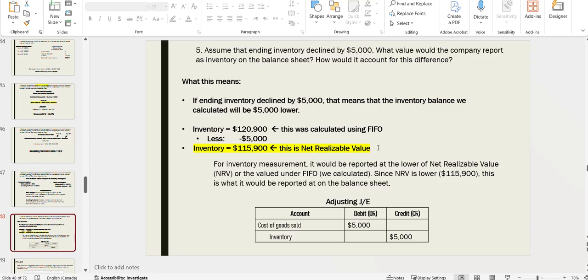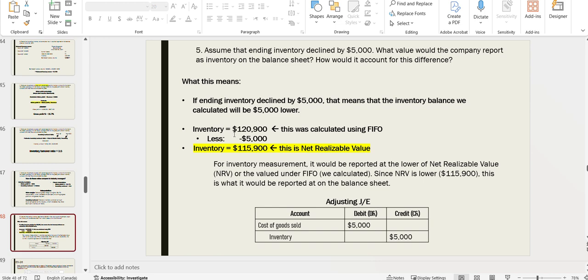In part 5 of the question, we are asked to assume that the ending inventory declined by $5,000. What value would the company report as inventory on the balance sheet? So if ending inventory declined by 5%, that means that the inventory balance we calculated will be 5% lower. So between the ending inventory you calculated by FIFO and the net realizable value, whichever is lower, you need to report that on your balance sheet.